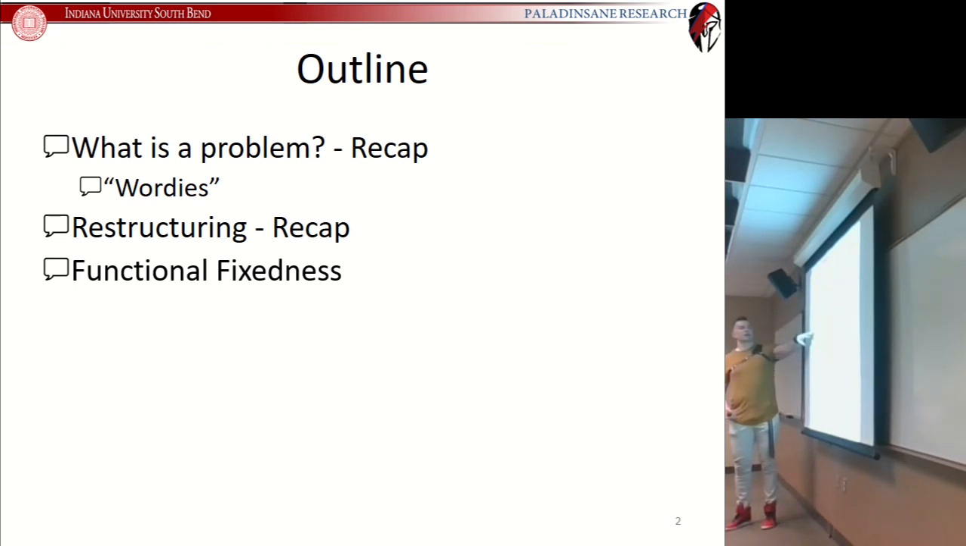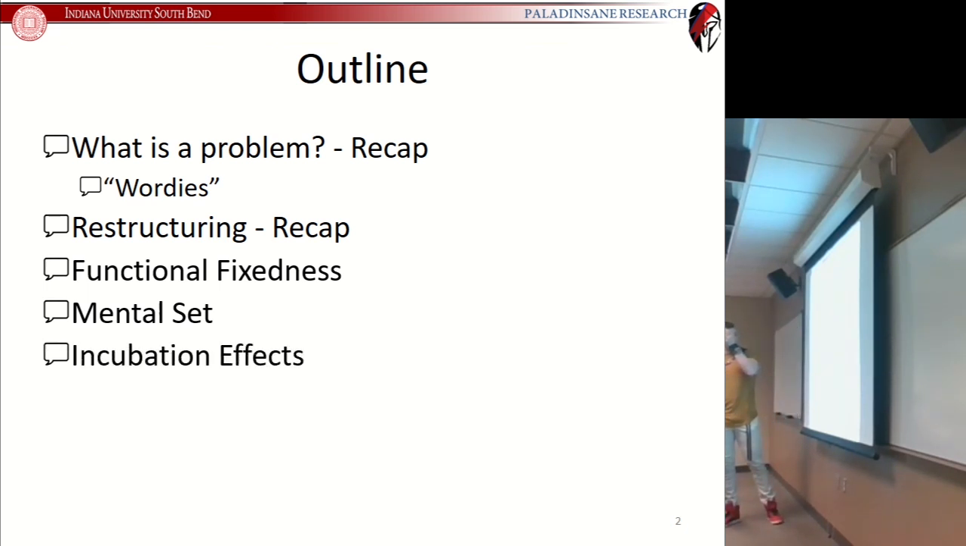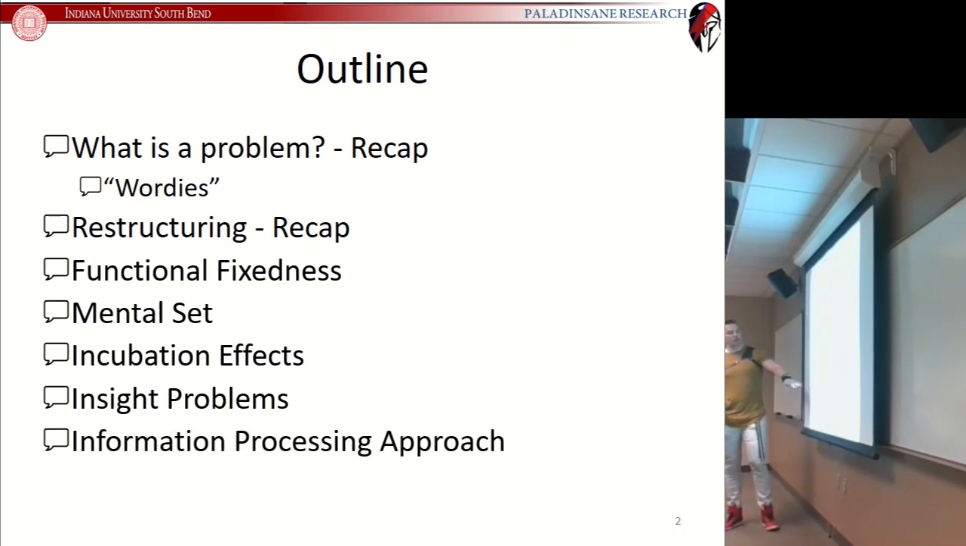So we saw that restructuring is one of the ways that psychologists understand how we solve problems. Functional fixedness is actually one of the ways that psychologists have found where our problem solving abilities are inhibited because of our functional fixedness. We're also going to take a look at a mental set, yet another phenomenon that can make it difficult to solve a problem. And then we're going to do a test on incubation effects and then wrap it up with inside problems. And then if we get to it, we will go from inside problems into an information processing approach.